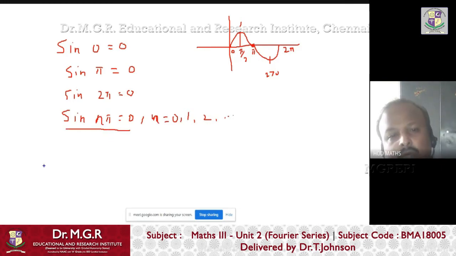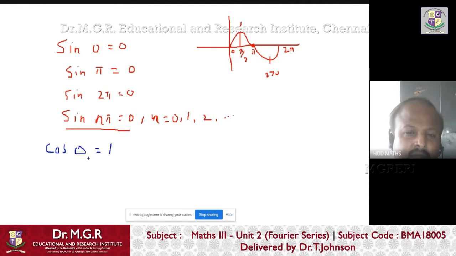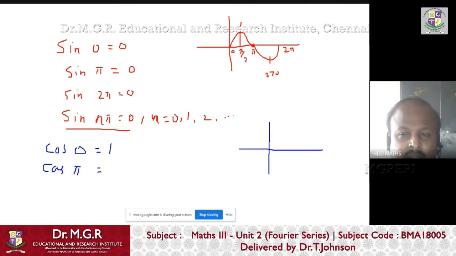Now we go to cos 0. What is cos 0? 1. Cos 0 is 1. Then what is cos pi? Sir, 1? No, no, no. See, again I draw the graph. Cos 0 means when x is equal to 0, f of x value is 1. Then cos 90 is 0. Then cos 180 is -1.